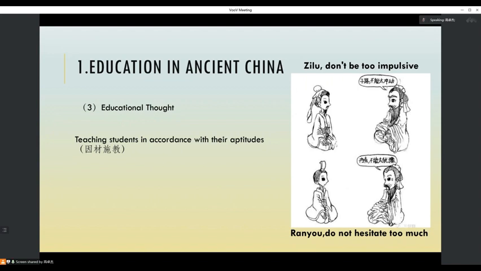To do something is very difficult. They might think a lot about this before doing that. Confucius just told him to do it. This is the story of 因材施教.